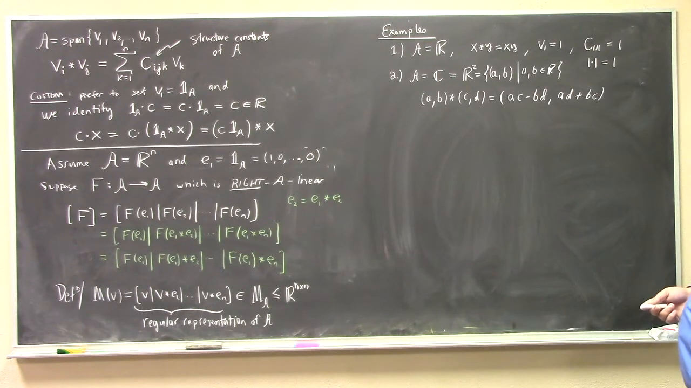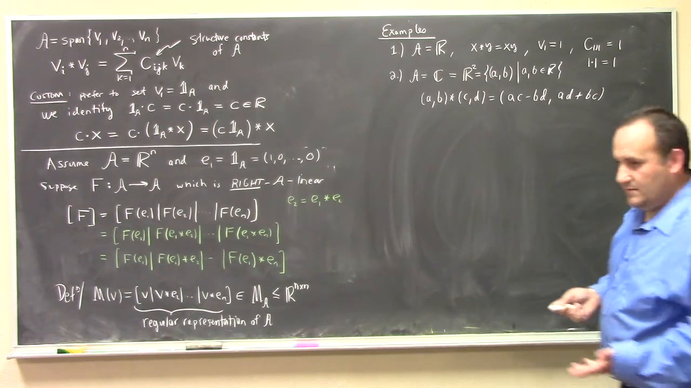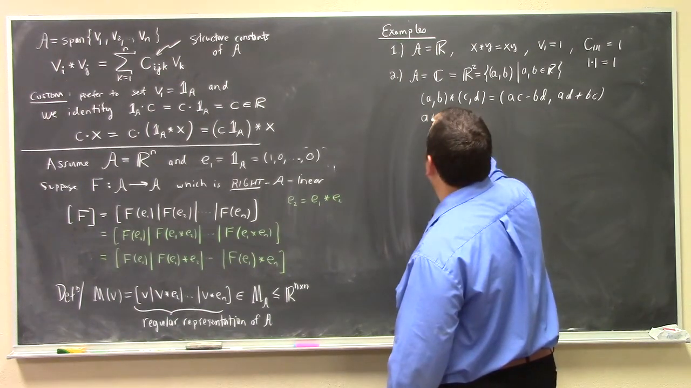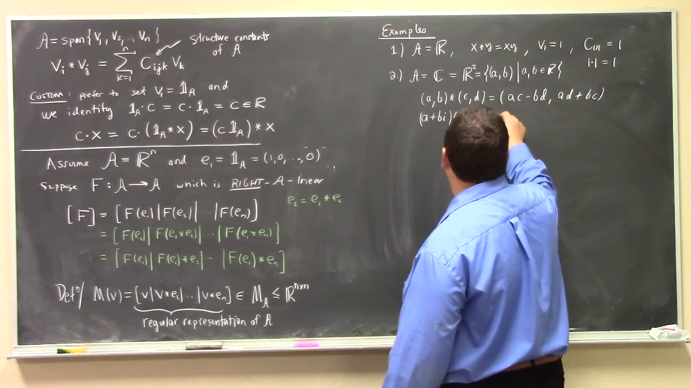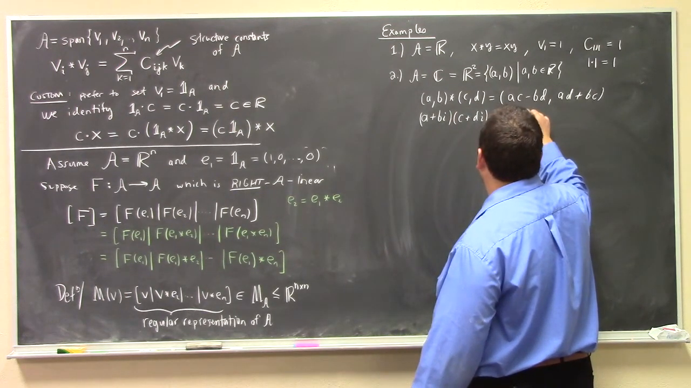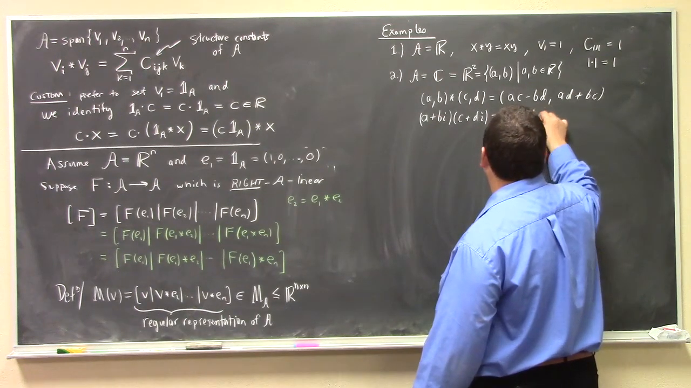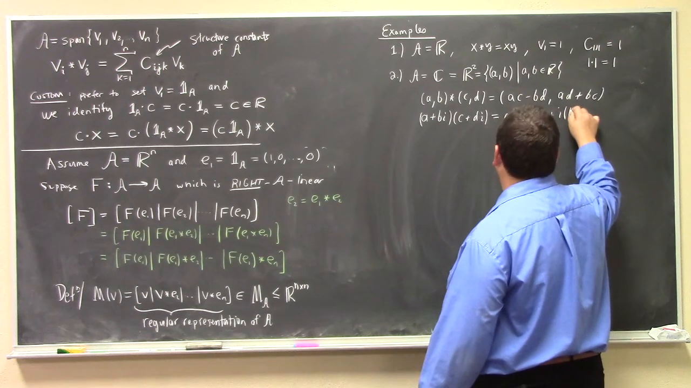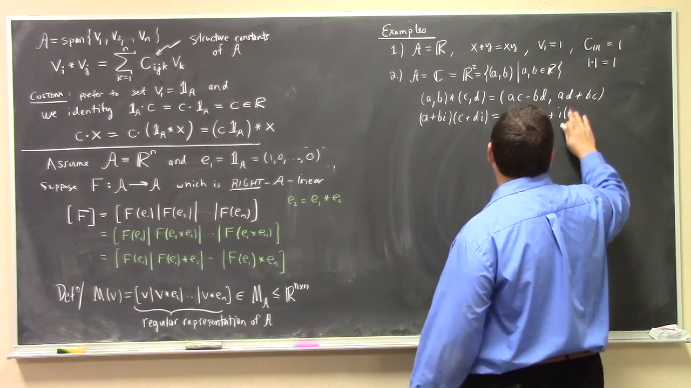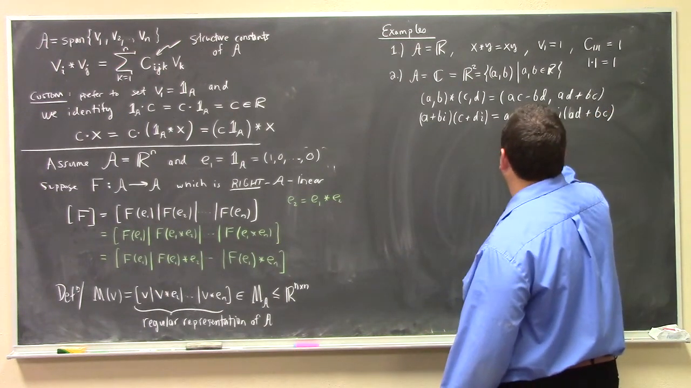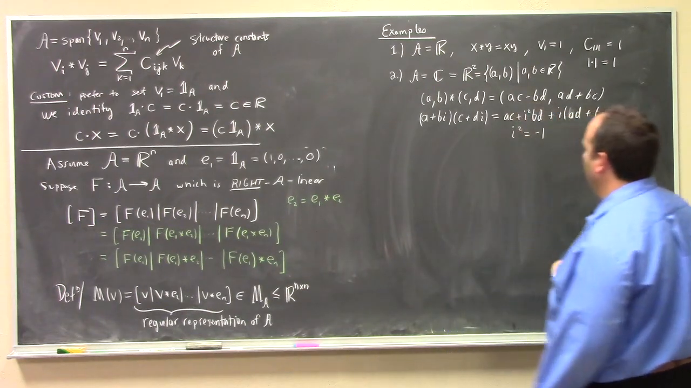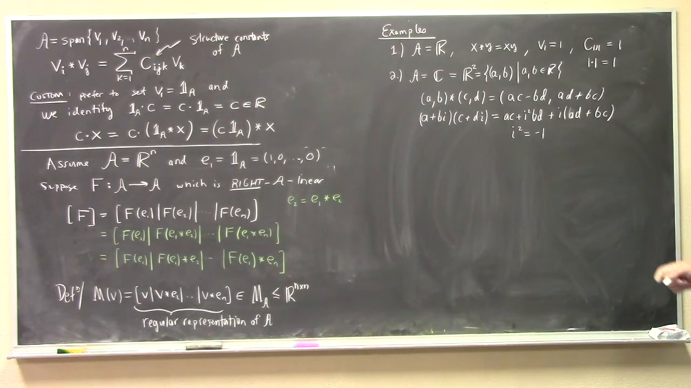Now, of course, this is not our usual notation for complex numbers, right? Notice that this is equivalent to a plus bi times c plus di. How's that work? Complex. Right, ac plus i squared times bd, plus i times (ad plus bc) if you work it out. And of course, i squared is what? -1. And so this definition of star up here is the complex numbers.